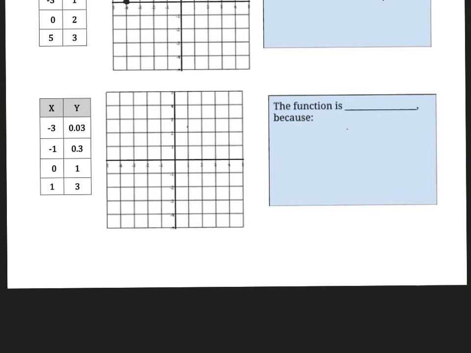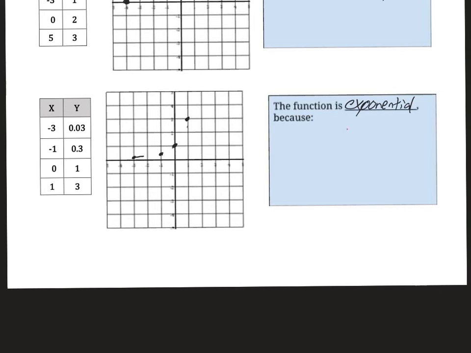For the last one, we should have gotten that this function is exponential. Okay, the reason why, let's go ahead and graph it. So we're going to (-3, 0.03), so 1, 2, 3 on the left, 0.03. So I'm just going to put a little dot just right above the 3. (-1, 0.3), so 1 to the left to 0.3, so just put it a little bit taller than the one that we put at -3. (0, 1), so 0 up to 1. And then (1, 3), up 1, 2, 3. So it should look like that.